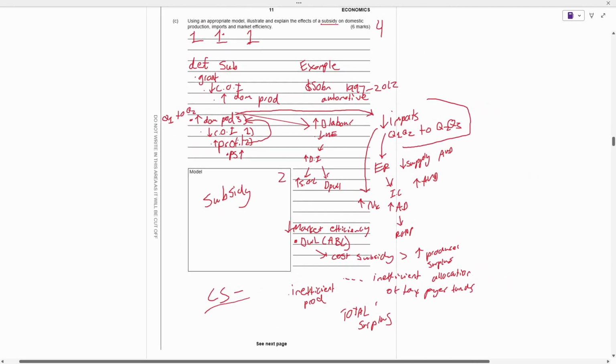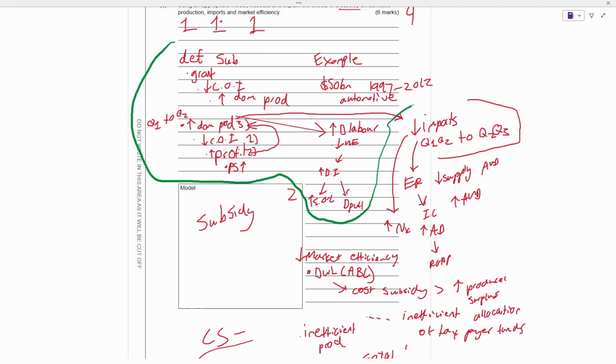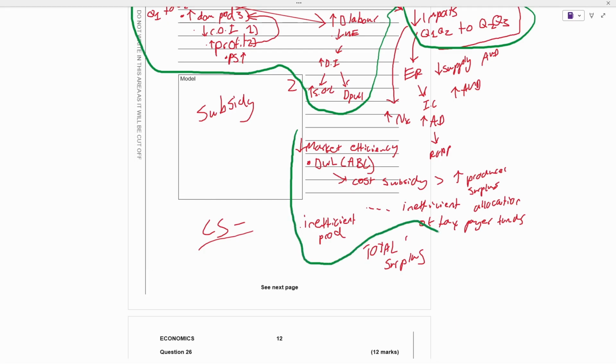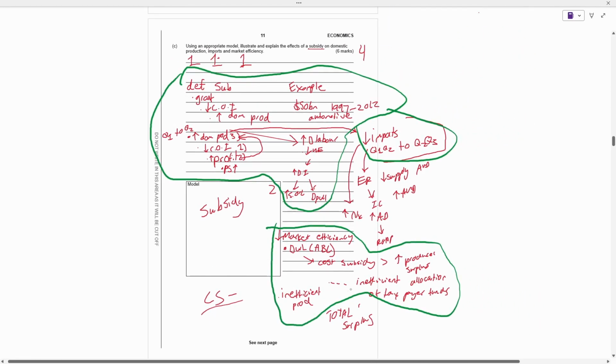But in my sample answer, I'll only be talking about the stuff in green. So I'll be talking about all of this here. Then I'll be talking about imports and just referring back to the model. Then for market efficiency, I'll just be talking about this. Yeah, this is what I'll be talking about. But you can see there's a bunch of other stuff you could add. I would probably add total surplus as well because it's more relevant to the model. Yeah, so I'll show you guys the sample answer right now.